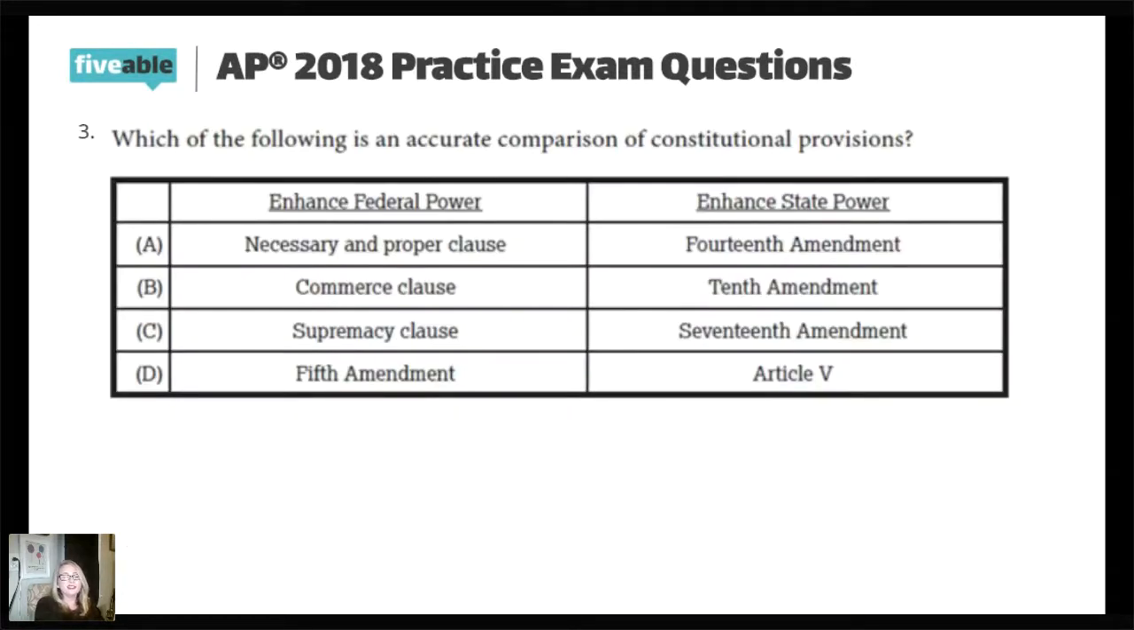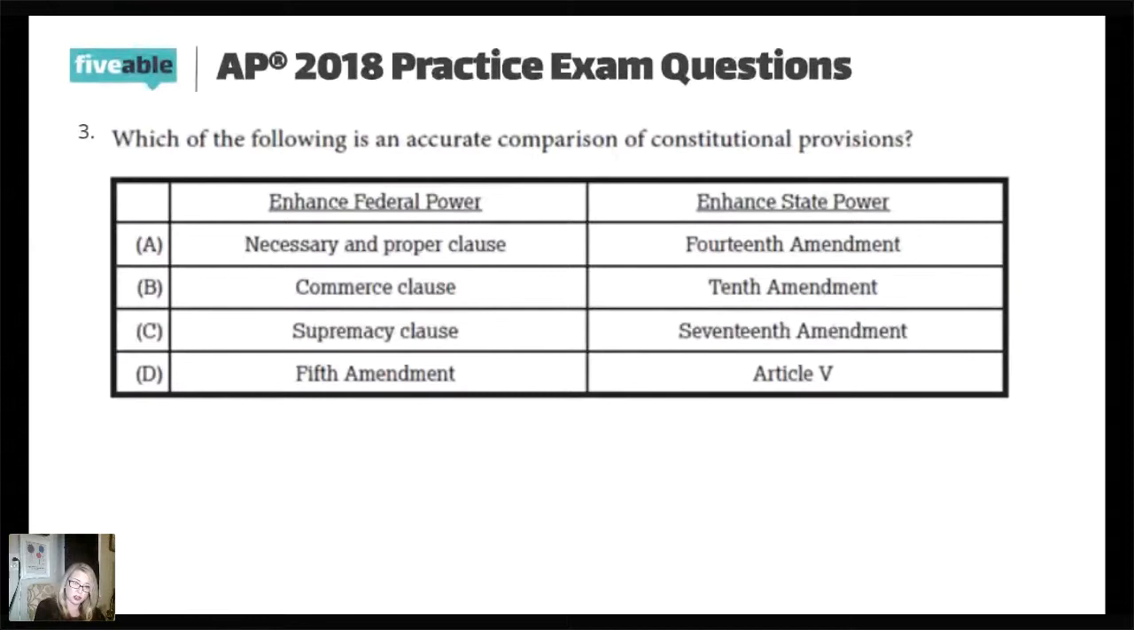Okay, now this one, number three, we did not talk about, but we kind of talked about the necessary and proper clause, that it's also called the elastic clause, and that gives Congress implied powers to enact the enumerated powers.